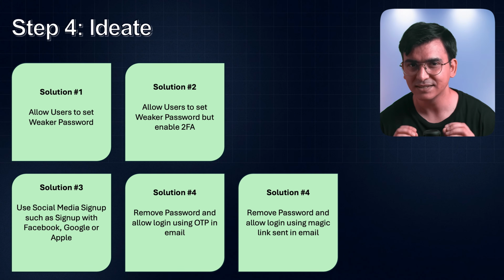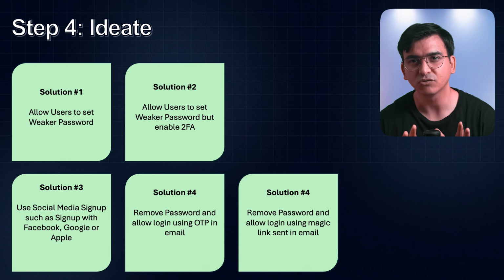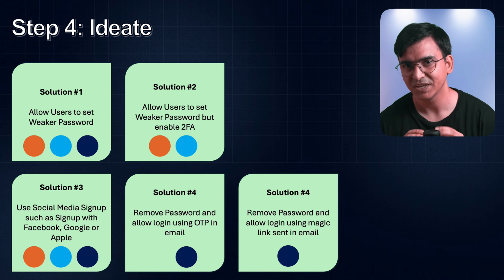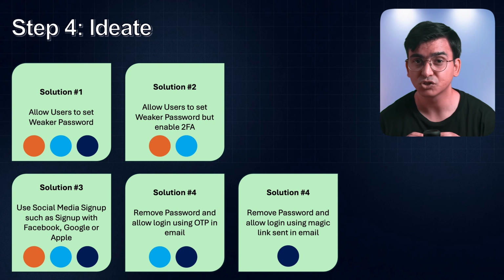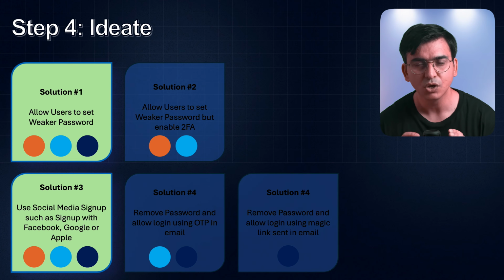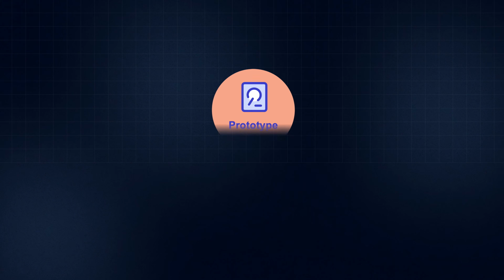Once we get these solutions as a result of divergent thinking, the entire team can now choose the best solution out of the available solutions using the dot voting method. Let's say the team voted for solution number 1 and solution number 3. Now these solutions will be taken forward to our next step, which is prototype. Step 5, prototype.